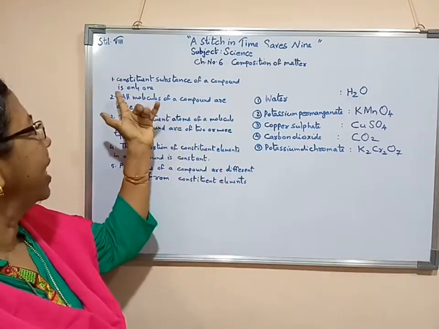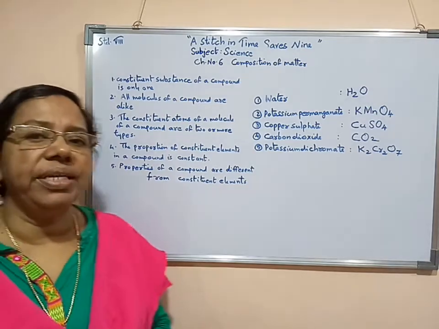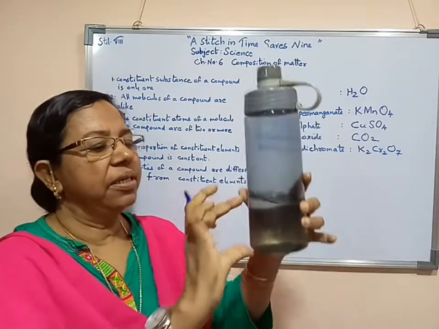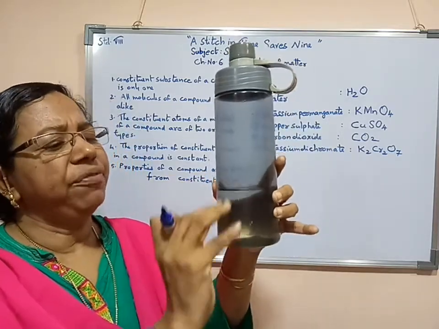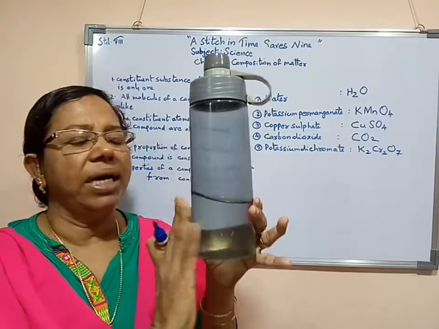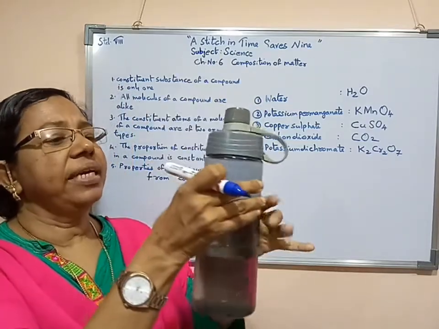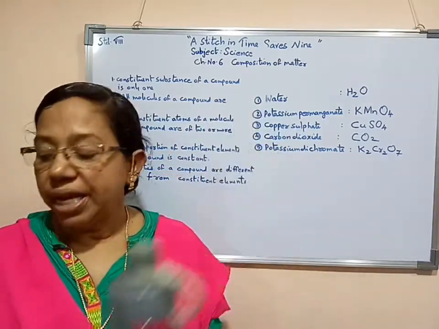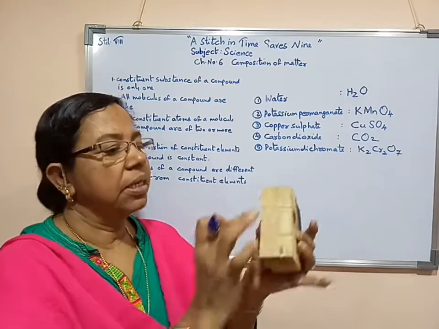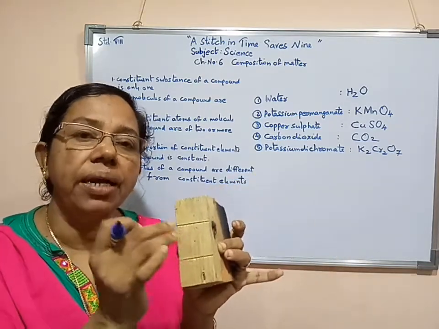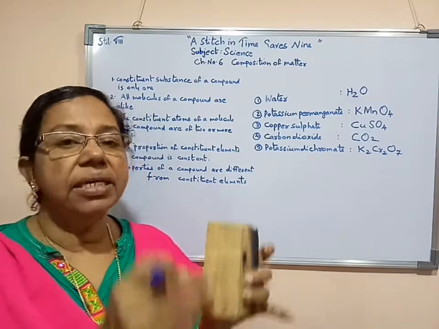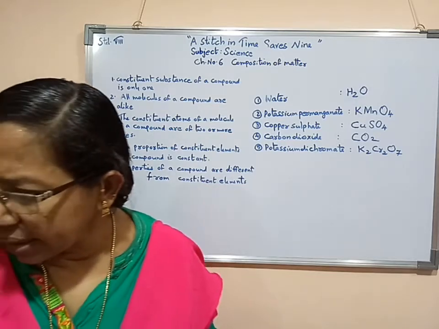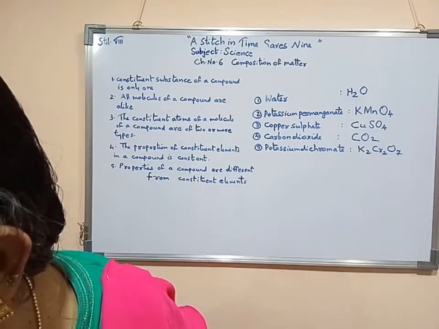Let us see the first characteristic. The constituent substances of a compound are alike. With one example I will explain. This is water. This is made with only water molecules. No other substance is present in it. Now if you are thinking of this plastic, it is made with only plastic molecules. If you are thinking of wood, this wood is made with only wooden particles, or we can say the molecules of wood.